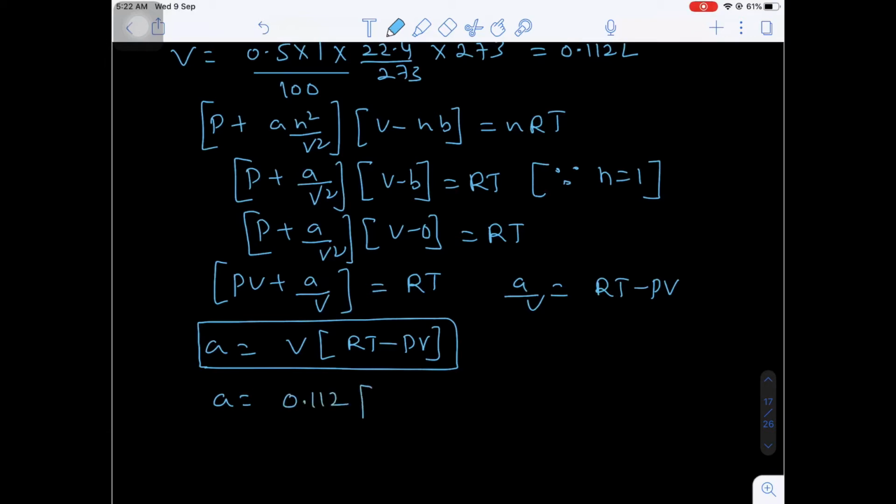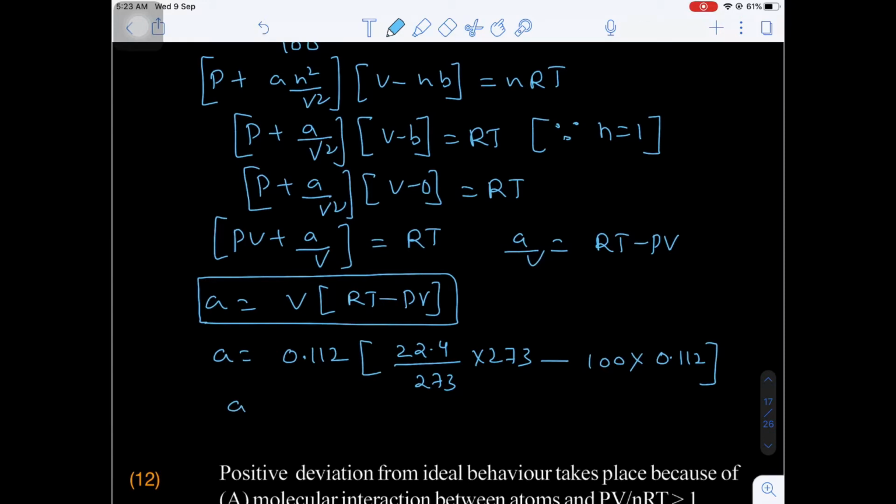So from here, the van der Waals constant a will be equal to, what is the volume of the real gas? 0.112. The R value is 22.4 divided by 273, and the temperature will be 0 degrees, nothing but 273 Kelvin. What is the pressure here? 100 atmosphere, and the volume will be 0.112 liters. After simplification you will get the van der Waals constant a as 1.25 atm liter square mole to the power minus 2.